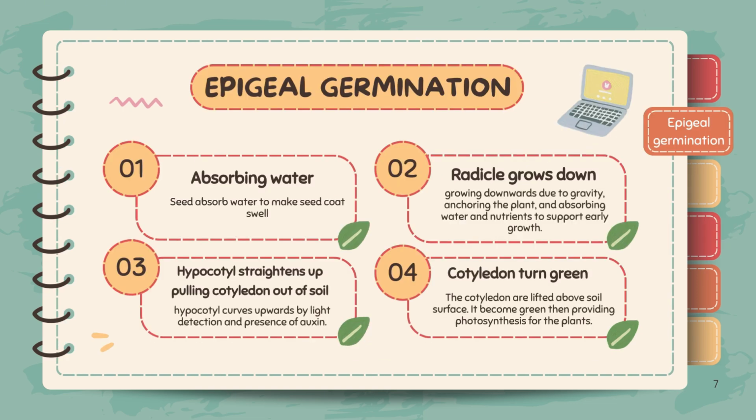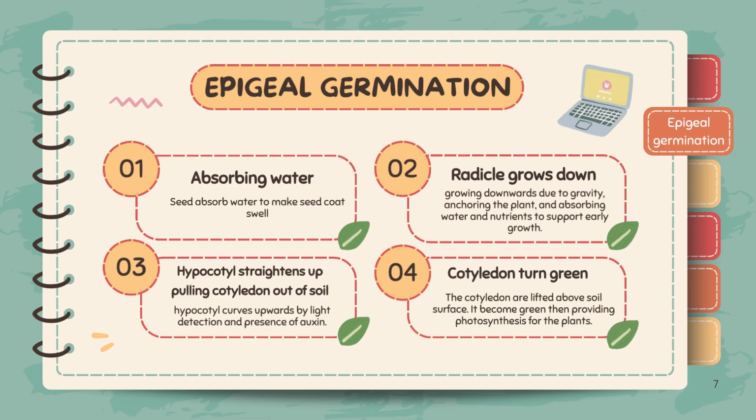What is the process of epigeal germination? Epigeal germination begins with absorbing water, which means the seed absorbs water to make the seed coat swell. Then the radicle grows down, which means growing downward due to gravity, anchoring the plant and absorbing water and nutrients to support early growth. After the radicle grows down, the hypocotyl straightens up, pulling the cotyledon out of the soil, which means the hypocotyl curves upward by light detection and presence of oxygen.